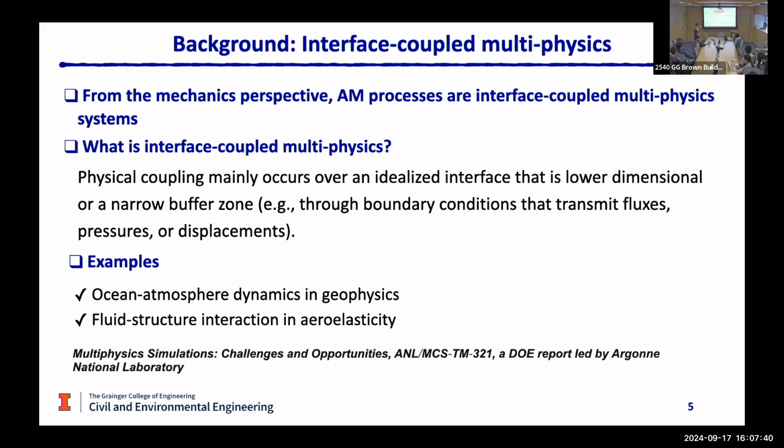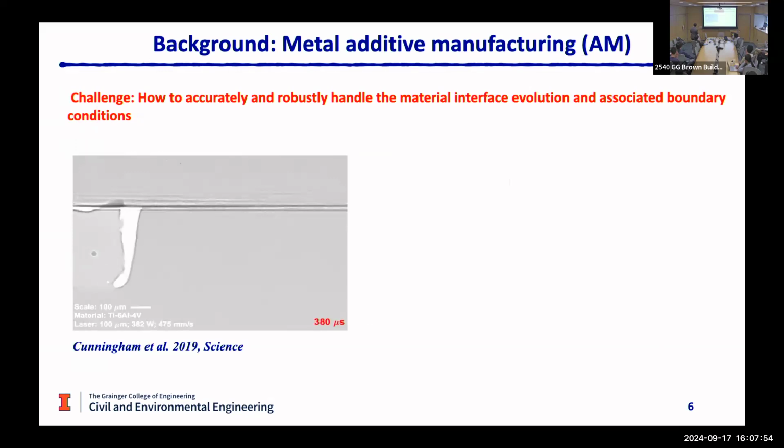However, personally, I think simulating the multi-physics problem in additive manufacturing is way more challenging than those classical multi-physics problems. So let me use this video to show you some of the challenges, okay? What you see here is a selective laser beam melting process revealed by Argonne National Lab using high-speed and high-resolution imaging. You see that when the laser scans the material, the laser-material interaction leads to very complicated material interface evolution.